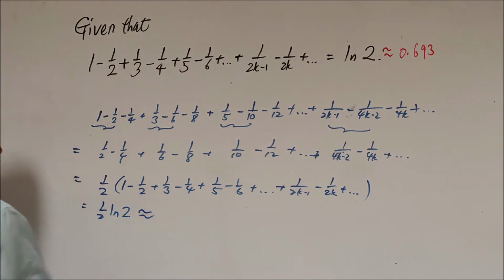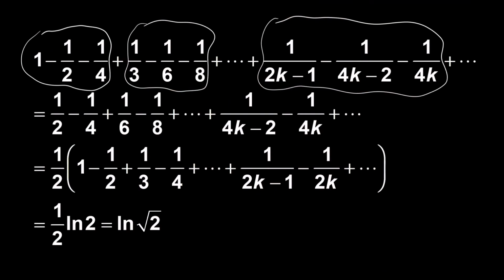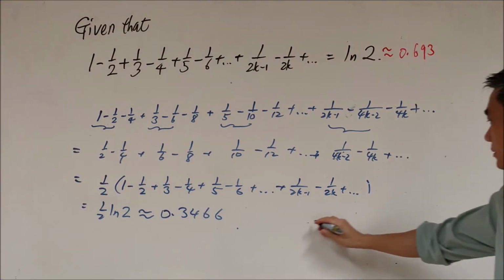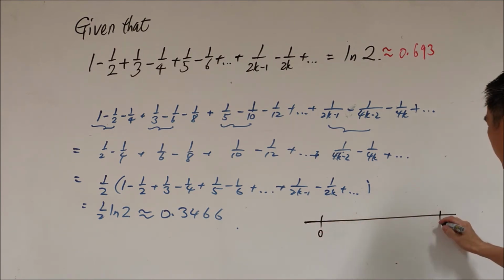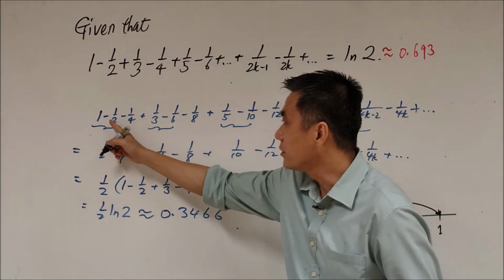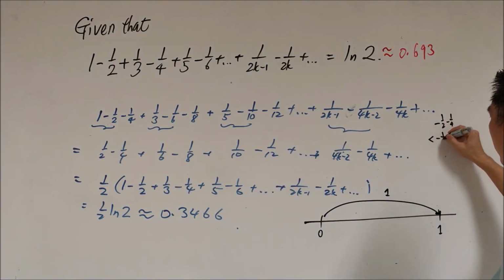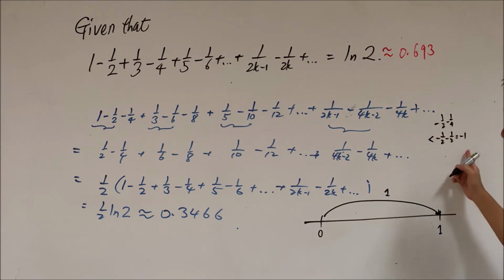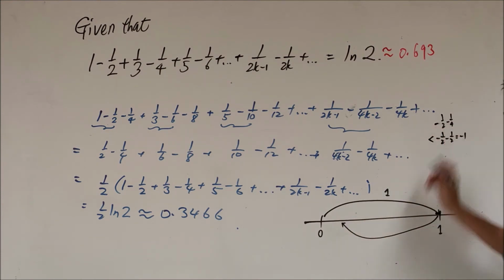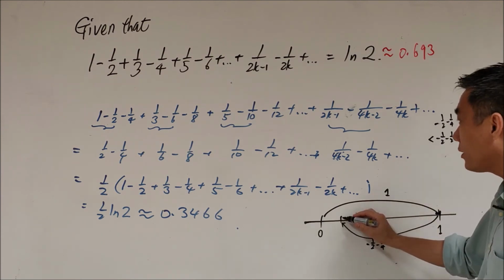And half log 2 is about 0.3466. We want to see whether this answer makes sense to us. So we start from 1 and minus 1 over 2 and minus 1 over 4. Negative 1 over 2 minus 1 over 4 is less than negative 1 over 2 minus 1 over 2, which is less than 1. So it will be less than 1, and supposedly it comes to here. This is negative 1 over 2 minus 1 over 4. You add 1 over 3.